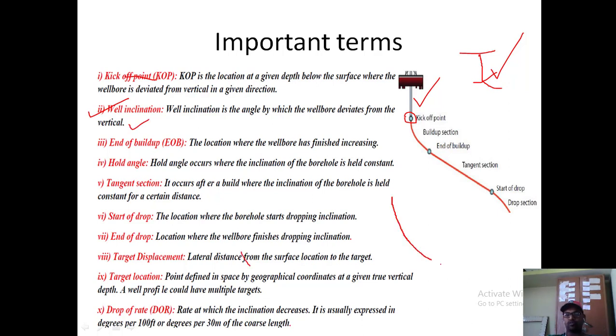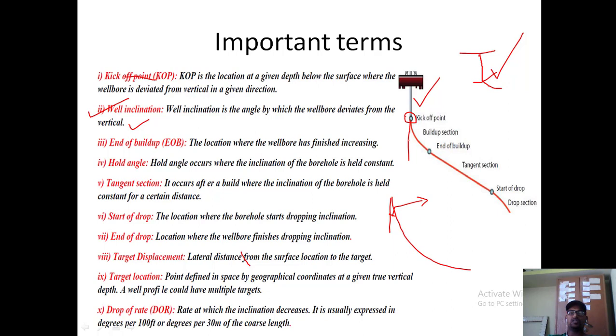Let us suppose that we actually have a slope like this. If you see from this point to this point, the well has been deviated from vertical to a particular direction. This inclination from the vertical direction is considered to be the well inclination. It means the well is deviating from vertical with a particular angle, and that particular angle is considered to be a well inclination angle. As you can see over here also, the same point I have explained below.